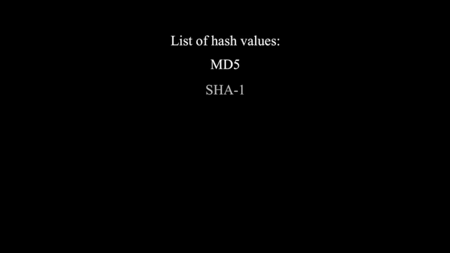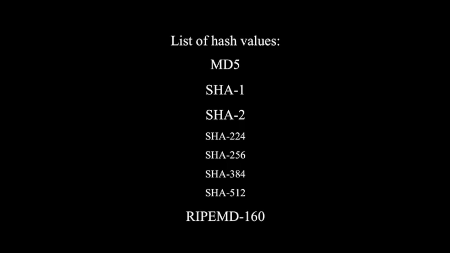Secure Hash Algorithm, which stands for SHA-1, produces a 160-bit hash value, typically expressed as a hexadecimal number with a 32-bit word size. SHA-2, named after their digest length in bits, includes SHA-224 and SHA-256, which generate a 32-bit word size, and SHA-384 and SHA-512, which generate a 64-bit word size. And lastly, RIPEMD-160, a 160-bit hash, which is typically represented as a 40-digit hexadecimal number.